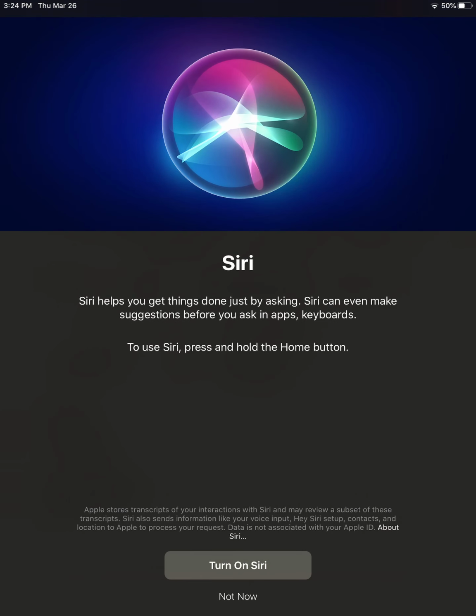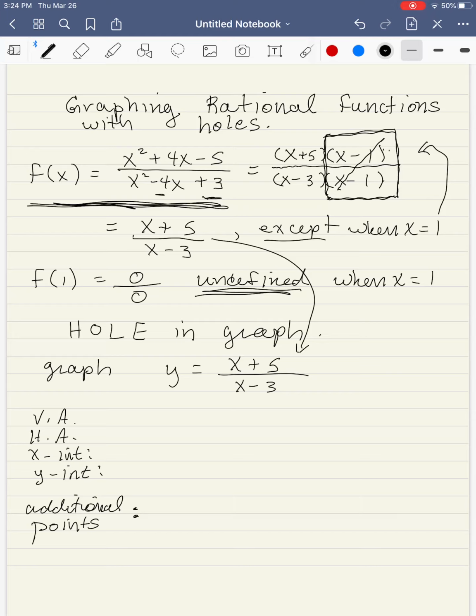So I want you to go ahead and do that. Find your vertical asymptote, your horizontal asymptote, your x-intercept, your y-intercept, and an additional point or two. Plot all of those on the graph, show the asymptotes, etc., but do not draw the graph yet. Just put all the information you know so far, but don't try to graph it yet. Go ahead and pause your video and do that work, and then we'll start back up in a minute.